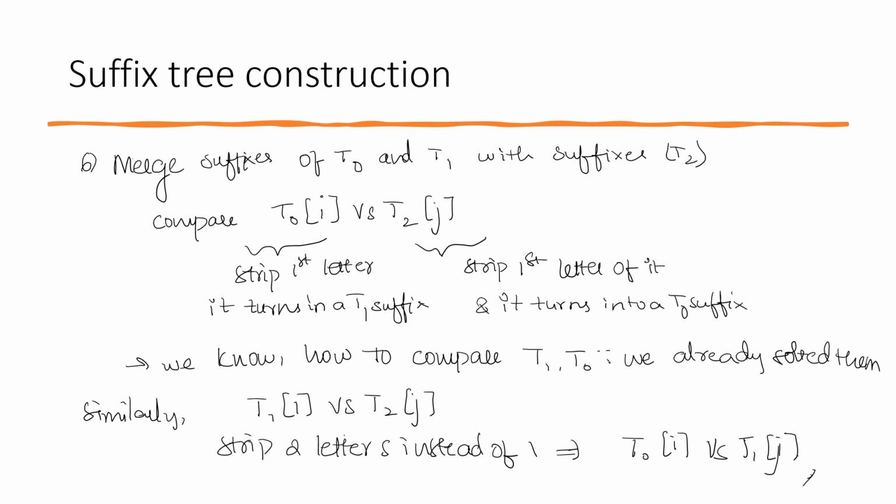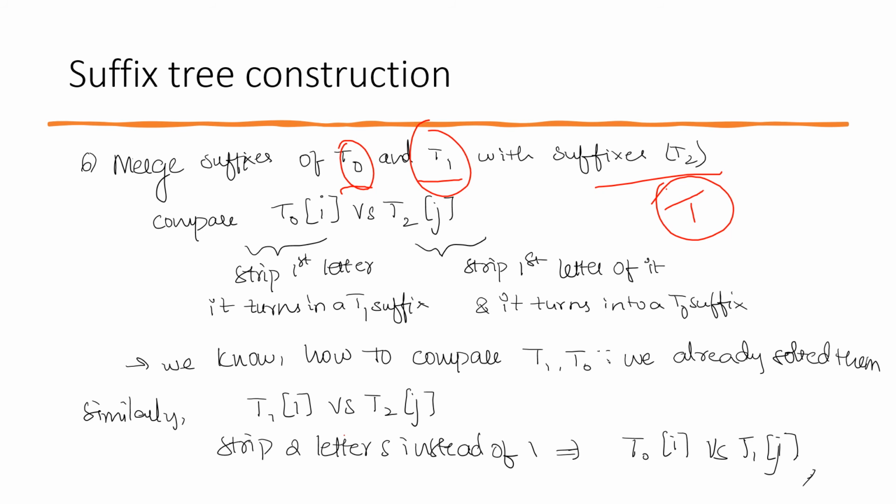For the merging of the T0 and T1 suffixes with the suffixes of T2: T0 and T1 we already concatenated in the previous step, so those two are already done. We have to add the T2 suffixes, so that completely it can be done for T. Overall, T can be sorted.